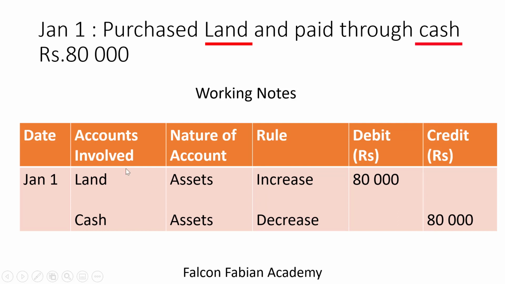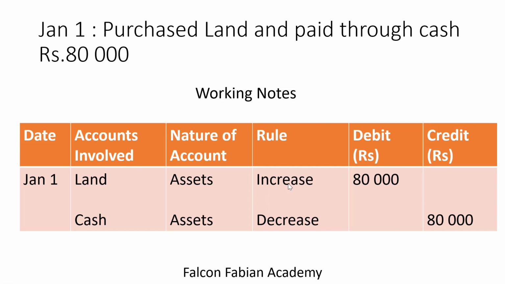Let's do it one more time. So the two accounts involved are land and cash. Land is an asset. It is increasing because the business is purchasing land. Therefore, land account needs to be debited. Cash is also an asset. The payment is being made in cash. Therefore, it is decreasing. So cash account needs to be credited by 80,000.